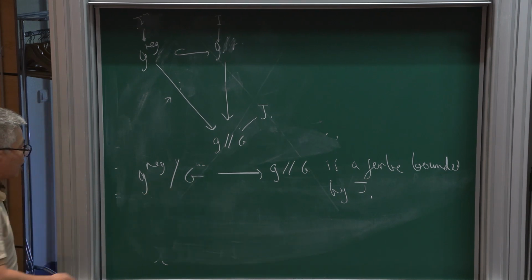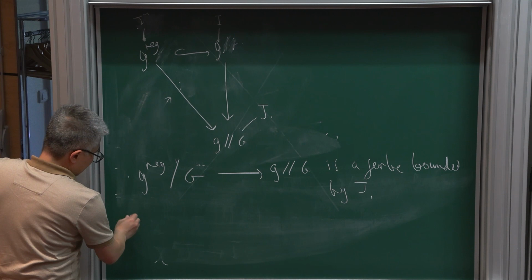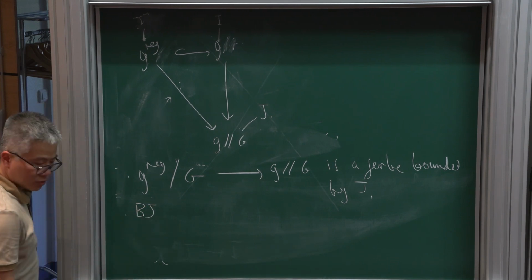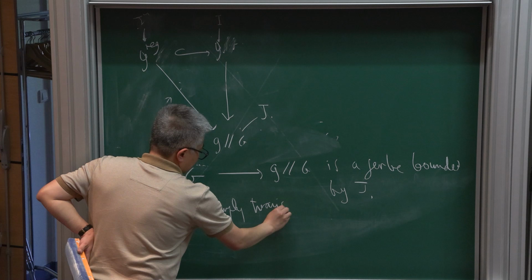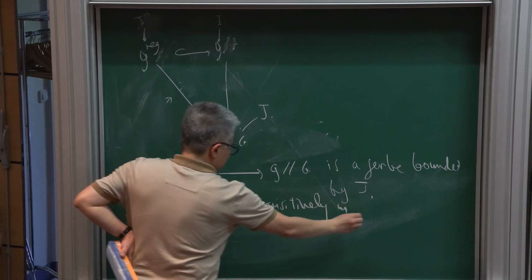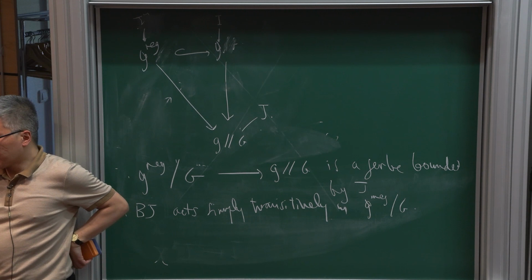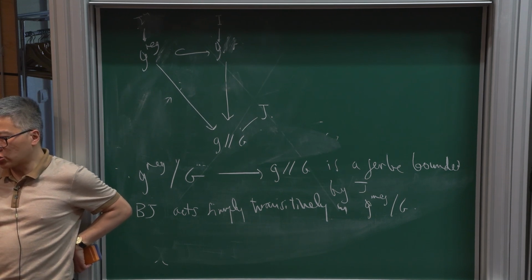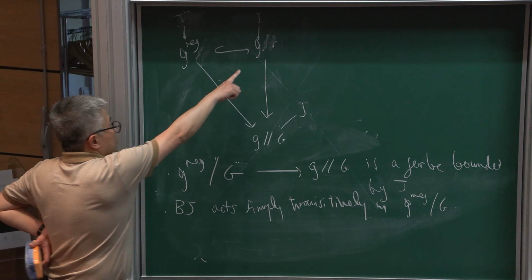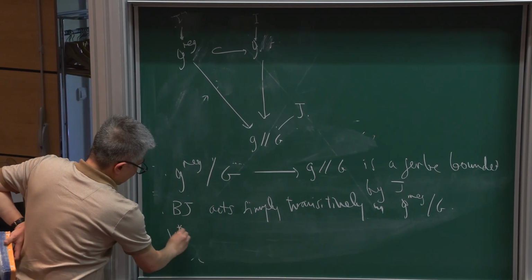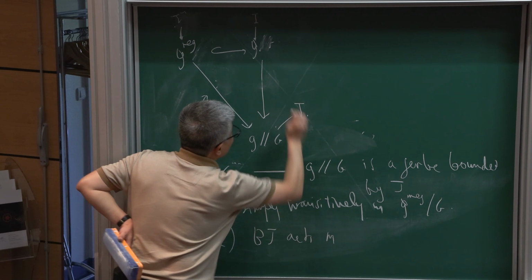Another way to say it is that BJ, the classifying space of J, acts simply transitively on G^reg mod G. And the Kostant section is there to neutralize the gerbe. When you have the Kostant section, the gerbe becomes trivial; it's just BJ. And moreover, because I have this map from χJ to I, I actually have BJ acting on the whole thing, on G mod G.